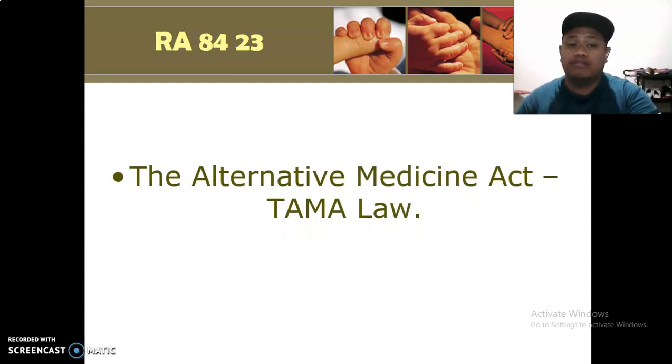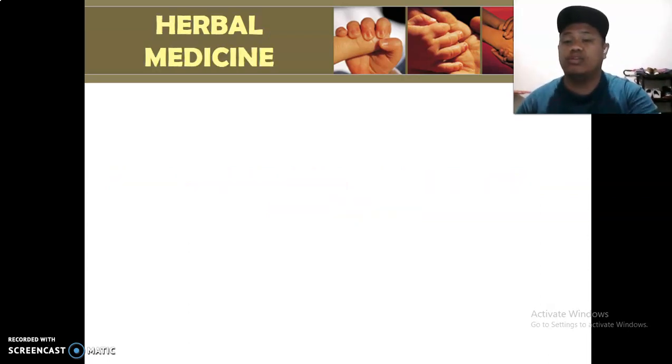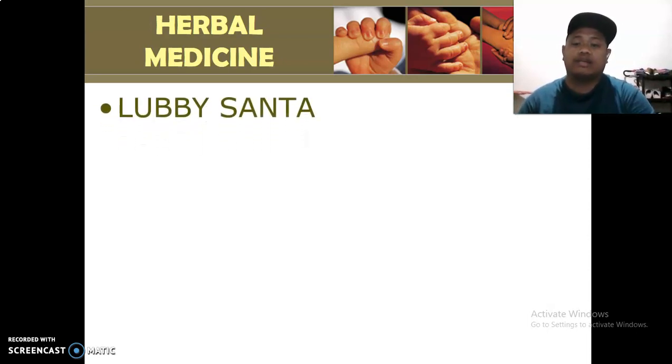So under your Alternative Medicine Act, the most common na meron tayo or na ginagawa sa community is the use of herbal medicine. So basic concept on your herbal medicine, we have your Lagundi, L for Lagundi, U for Ulasimang Bato, B for Bayabas, B for Bawang, Y for Yerba Buena, S for Sambong, Ampalaya, Niyog-niyogan, Tsaang Gubat, and Acapulco.